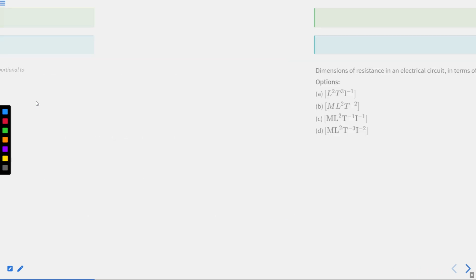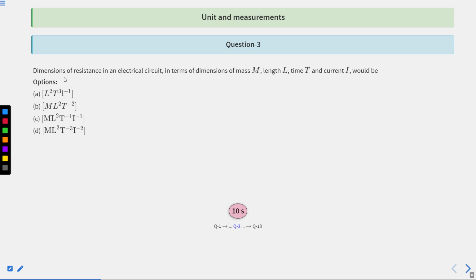Third question. The dimensions of resistance in an electrical circuit, in terms of the dimensions of mass M, length L, time T and current I, would be what? Which one is correct? Option A, B, C or D. Solve this question. You have 10 seconds. After that, we will provide a solution. Let's find the solution.